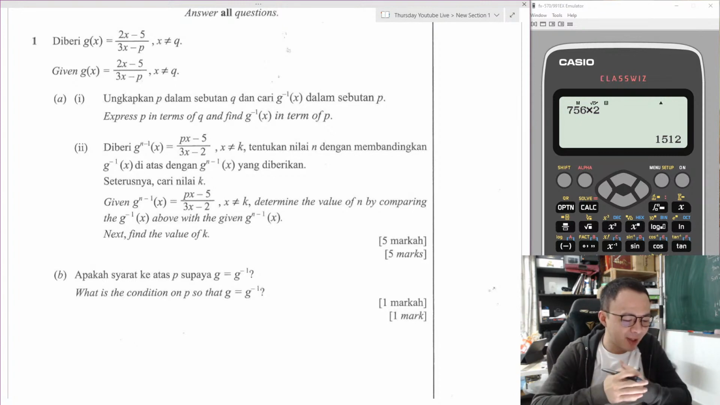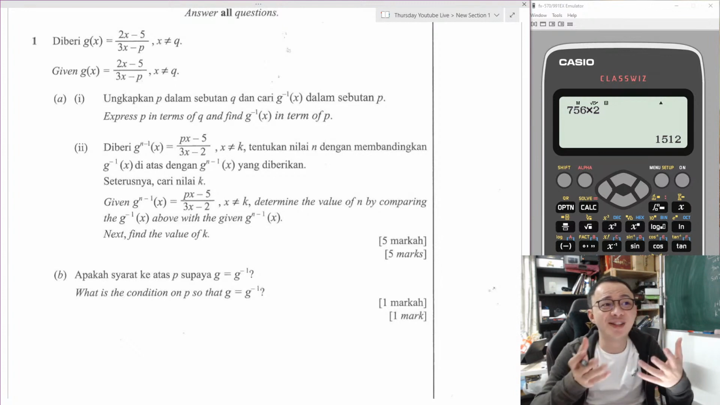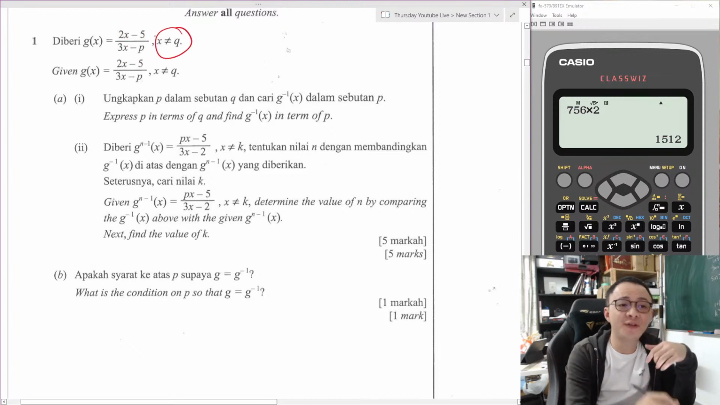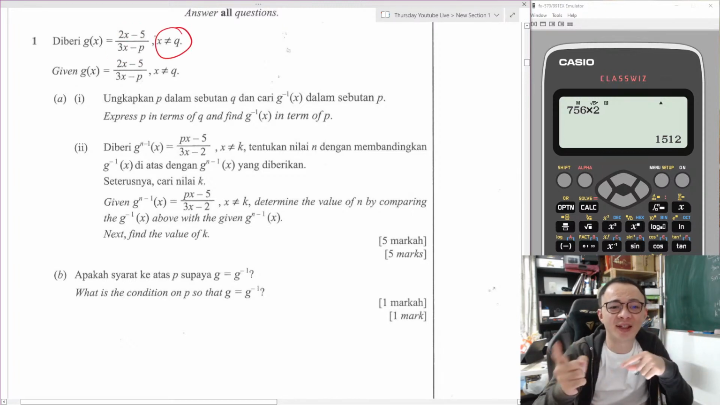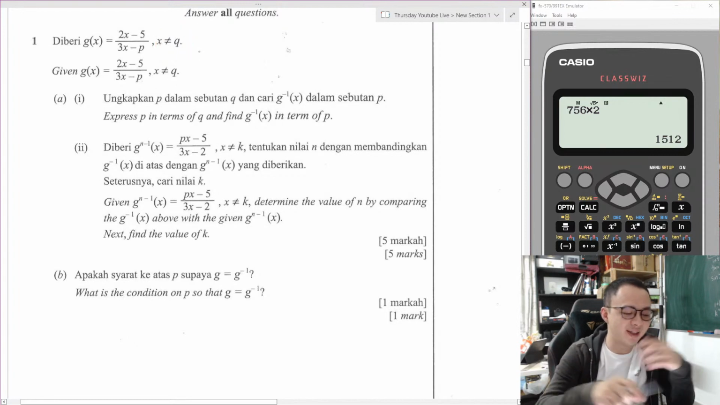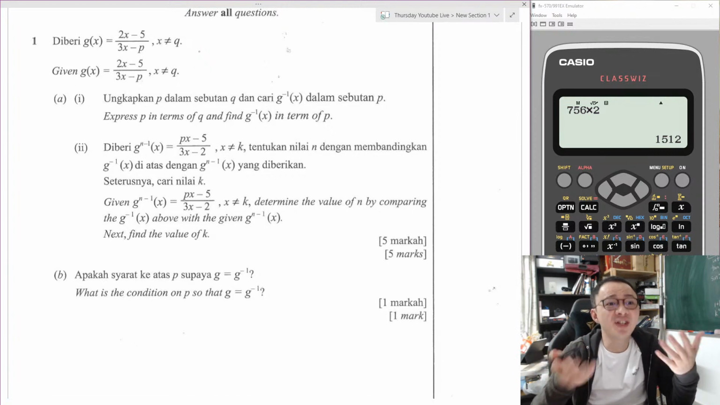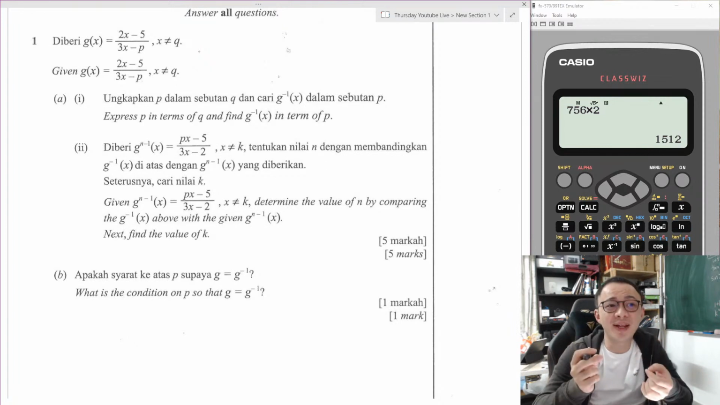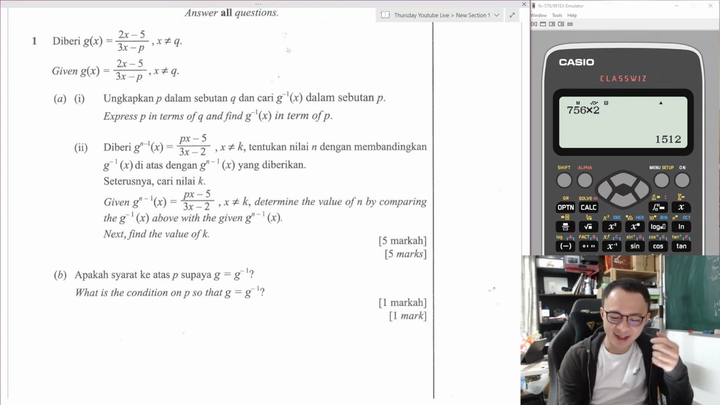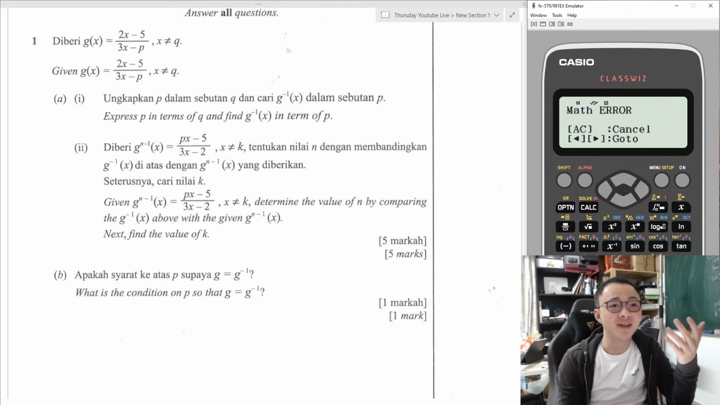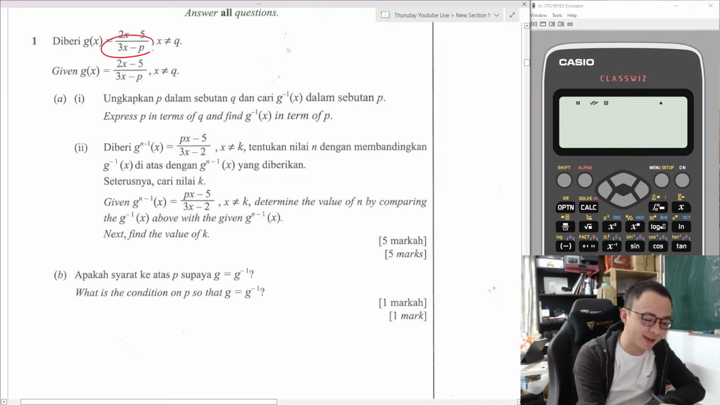Express p in terms of q. Over here, I see p in the g(x), and there's a q here for the range. The question says p in terms of q, so I know I need to do something with the range. For any fraction, the denominator cannot equal 0, because any number divided by 0 gives a math error. So I know the denominator cannot equal 0.